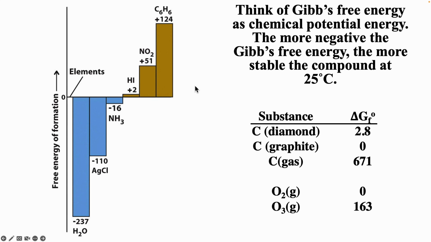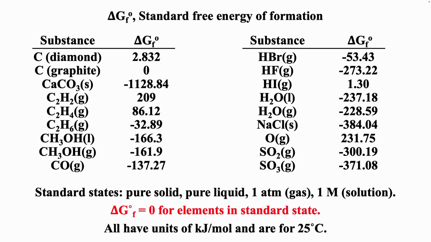Now, we cannot determine Gibbs free energy in absolute terms, and so we define elements in our standard state as having 0 Gibbs free energy, and then we measure everything relative to it. But the more negative the Gibbs free energy, the lower the energy, the more stable. The higher the Gibbs free energy, the less stable. And this is relative to elements in their standard state. And so there's tables of Gibbs free energies.